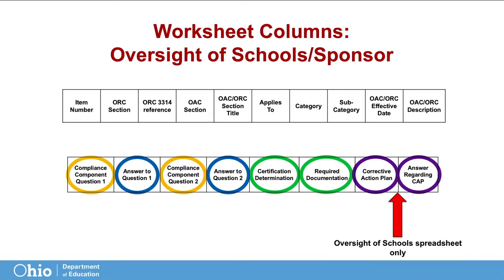The last 2 columns are related to corrective action plans. These columns appear only in the Oversight of Schools file. They will not be used in the sponsor file. We will review the corrective action plan columns and how they function in a few moments.